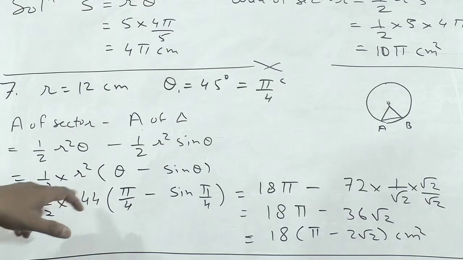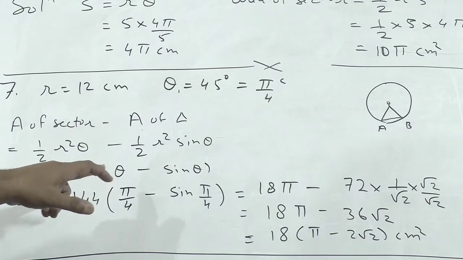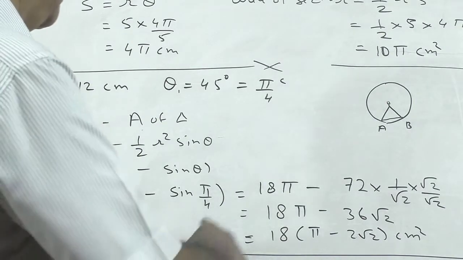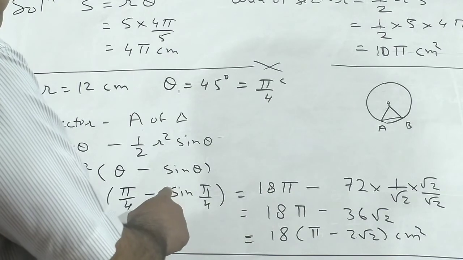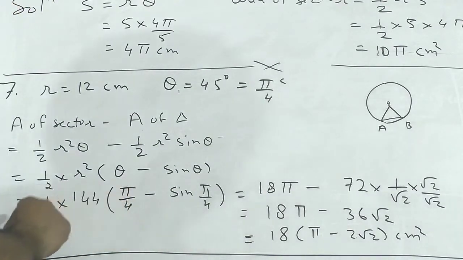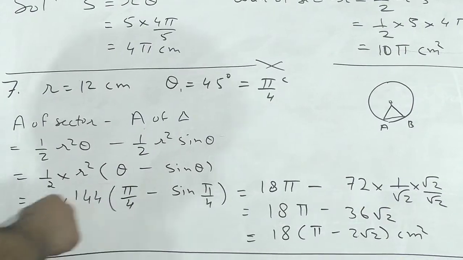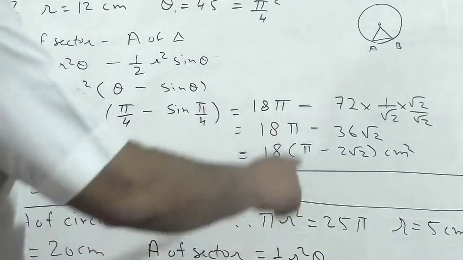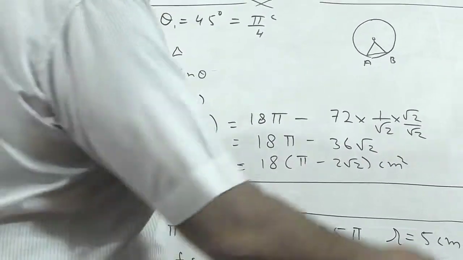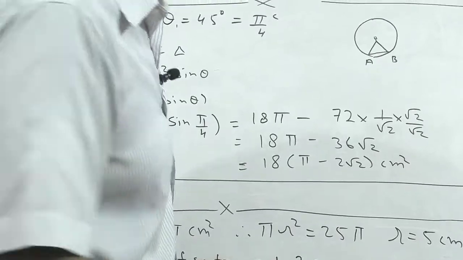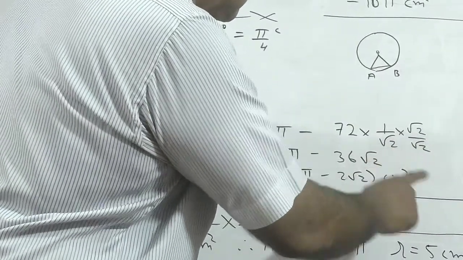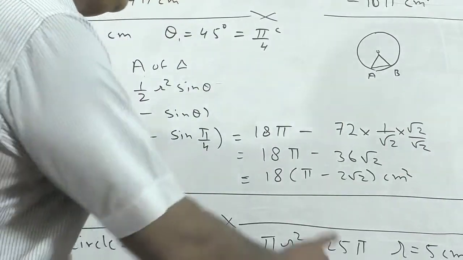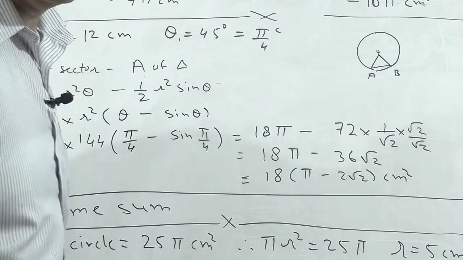So half into 144. Theta is pi by 4 radian and sin pi by 4 is 1 upon root 2. So we'll take common 4, so multiply. First part if you open it becomes 18 pi. And this 72 into 1 upon root 2, sin 45. Root 2 denominator you have to rationalize, into root 2 upon root 2, that is 36 root 2. 18 pi, 36 root 2, you can take 18 common. In bracket pi minus 2 root 2 centimeter square. Understood?